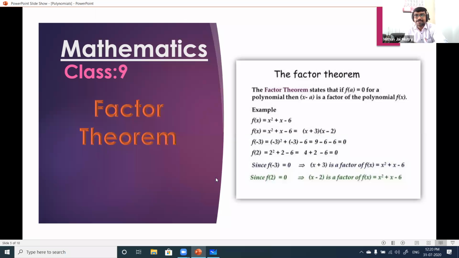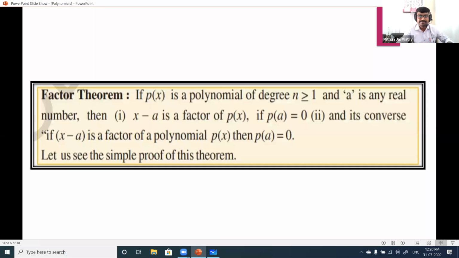the actual definition which is given in your book. Factor theorem says that if p of x is a polynomial of degree n greater than or equal to 1 and a is any real number, then x minus a is a factor of p of x if p of a is equal to 0. Both are the same. So x minus a will be a factor of p of x if p of a is equal to 0.